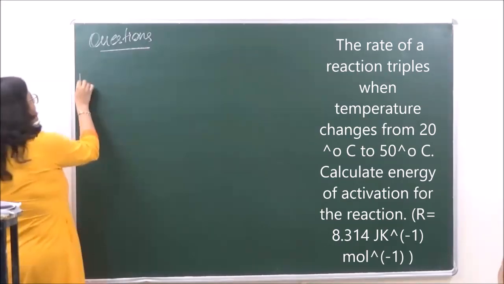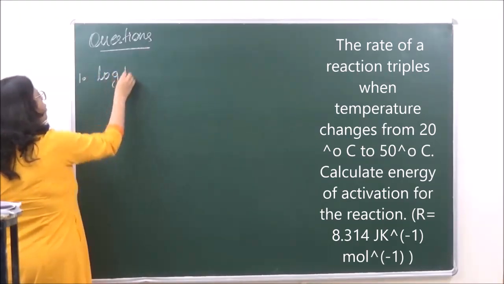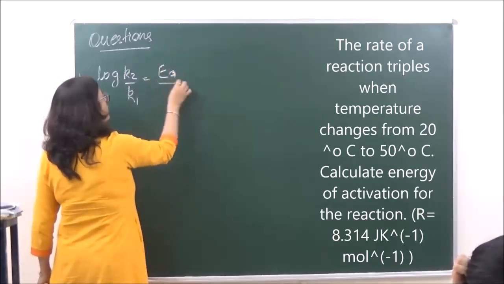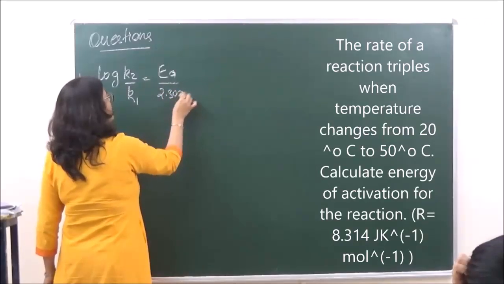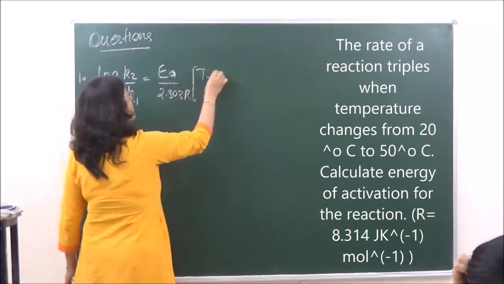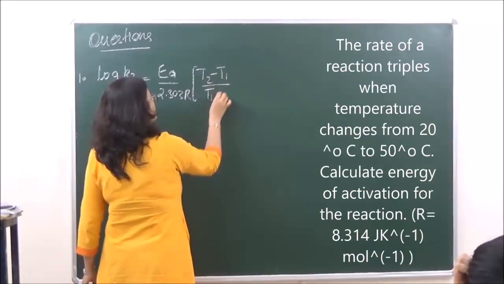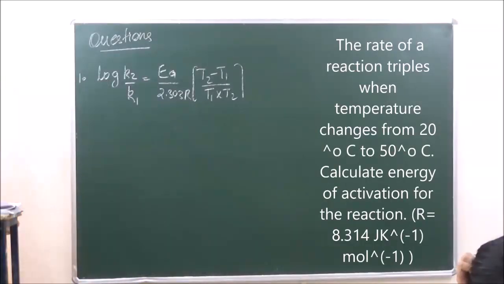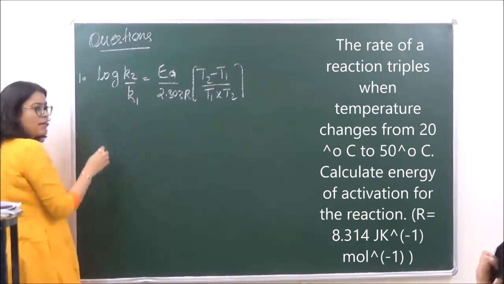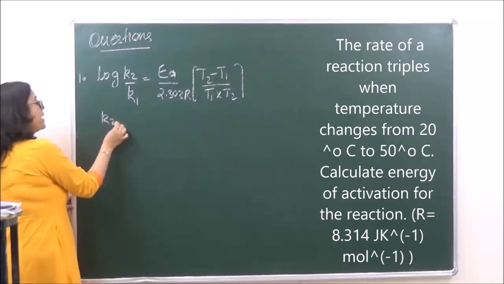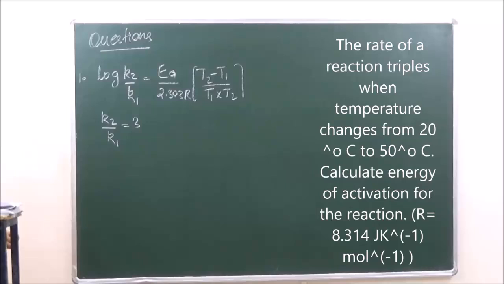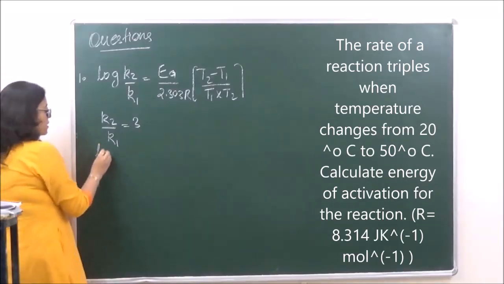Now, according to the Arrhenius equation, we know that log of K2 upon K1 is equal to EA upon 2.303 R, into T2 minus T1 upon T1 into T2. Okay, so this is our expression. In this they are saying that the rate of the reaction becomes 3 times. So that means K2 upon K1 is going to be equal to 3. Okay, so let's put the values over here.